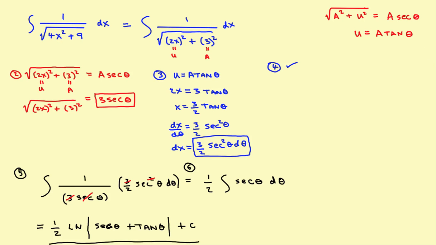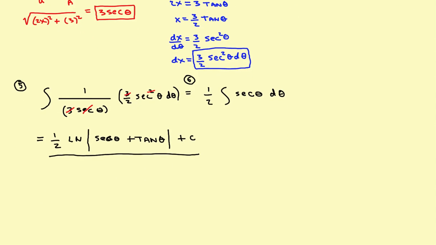So back to our problem again. And I think I'll do it in red here. This will be step 7, and it's just a matter of drawing a triangle. Now the whole purpose of drawing this triangle is to convert the thetas back into x's again. So again, draw yourself a triangle.